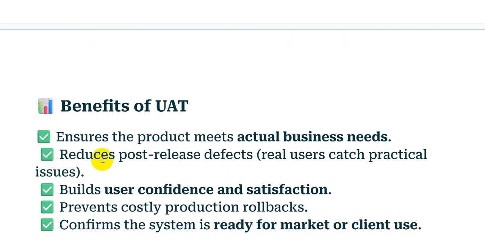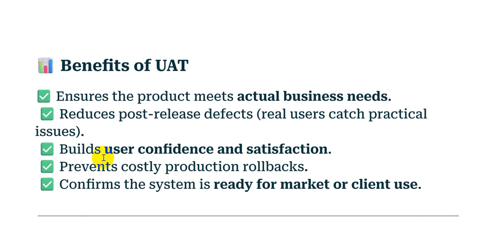Now next is benefit of UAT. This is the last point. So in the UAT, we can ensure the product meets the actual business needs. Then we can reduce the post-release defects. Let's suppose we have deployed the application in a real-time environment and there are thousands of users using our application, and they have observed some mismatch or some glitch in the application flow. So that is harmful. That time we need to do maintenance of the application. There also it is costly for the production rollback. So this kind of thing happens.